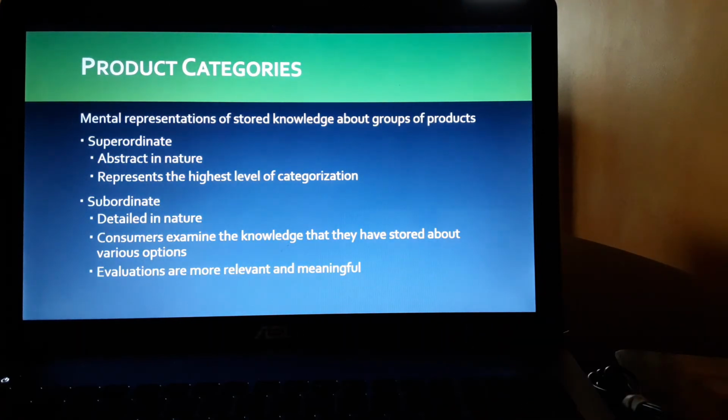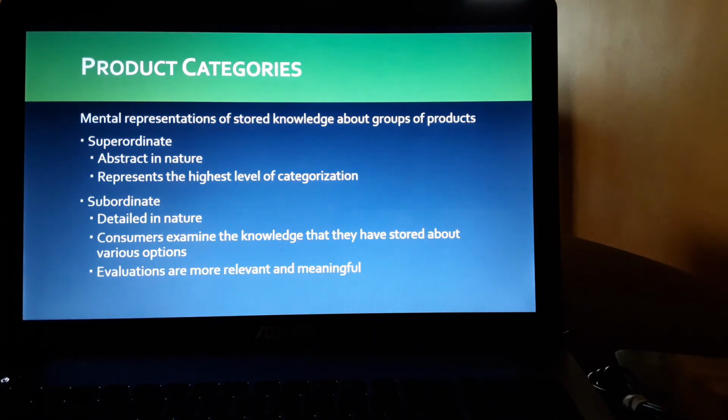So there's different types of product categories that we'll talk about. A category is a mental representation of stored knowledge about groups of products. So you might view pre-made foods in one way, or you might view organic food in a different way, or you might view clothing bought at fast fashion, that's like a categorical feeling about a product. So superordinate, which means they are above all else, tends to be abstract in nature. They're abstract concepts. We sort of look at them at this large level of categorization.